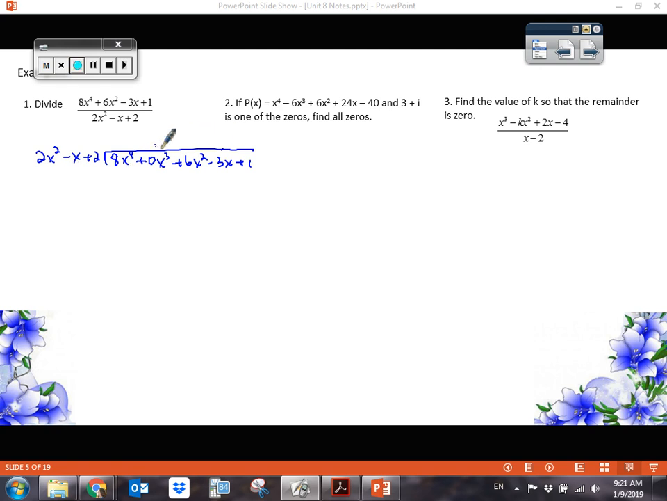Does it matter where I put it up here? No, I don't really care where you put it up there. So it would be 4x squared. Let's check that out. If I multiply 4x squared times 2x squared, yep, I get 8x to the 4th. Okay, so let's do that.